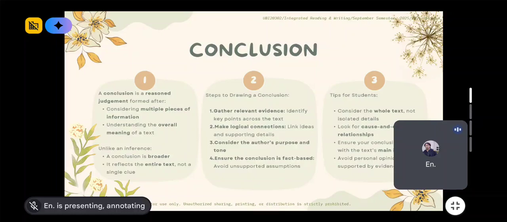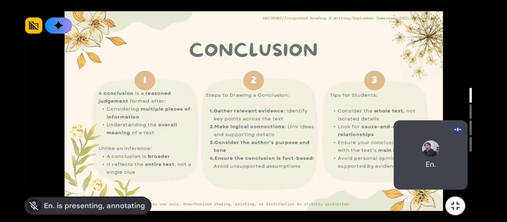So, tips for you: consider the whole text, not isolated details. Make sure that you read everything to make a conclusion of something, not part of it. Look for cause and effect relationships. Ensure your conclusion aligns with the text's main ideas. So you need to understand that a conclusion will be based on the main ideas. When you write, you need to check what the main idea of this particular passage is and what the main idea of each and every single paragraph in it is. And based on those main ideas, you will figure out what the conclusion is.